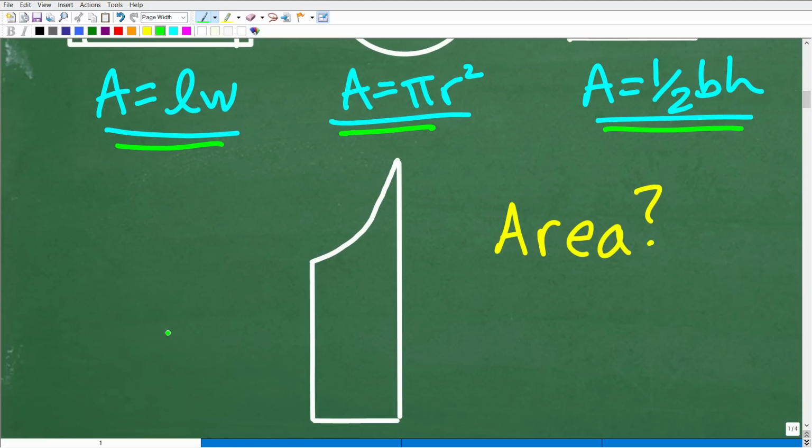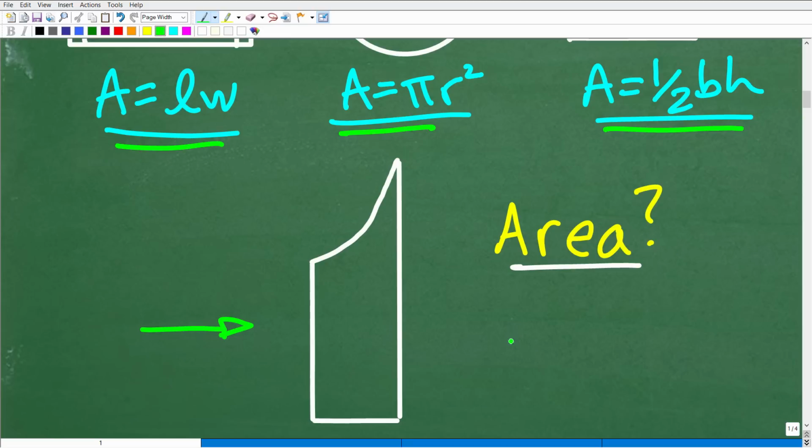All right, so now how about something like this? Could we find the area of this figure? This figure here kind of looks like a bit of a rectangle, but up here there's a curve. This is not a trapezoid. It kind of curves like so. So, what is the area of this figure? Now, some of you might be saying, not a problem. I can find the area of this figure. I just need the formula.